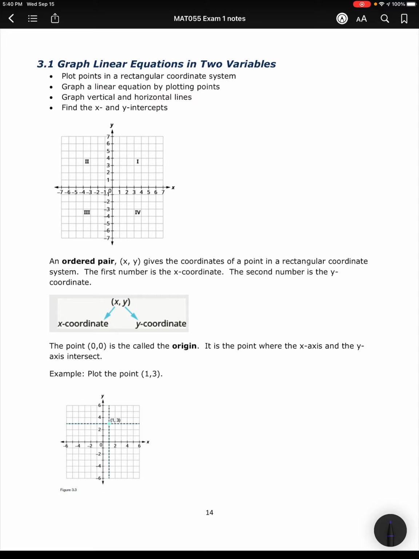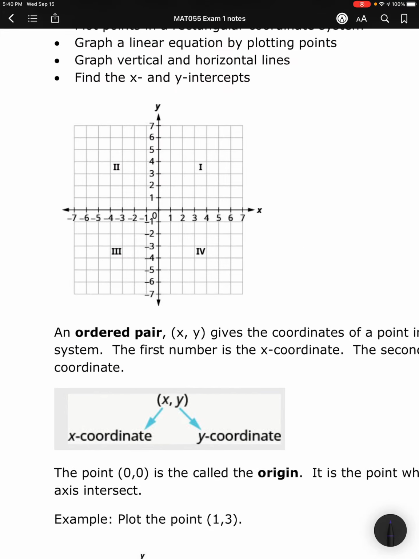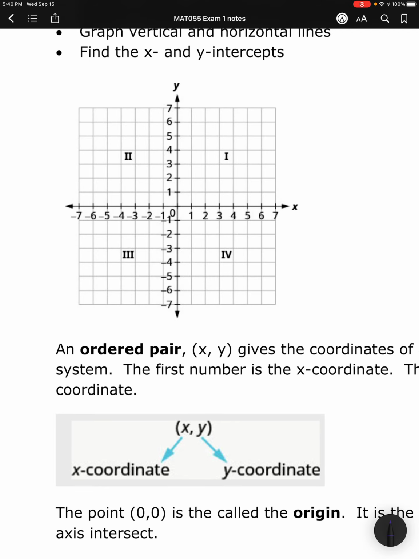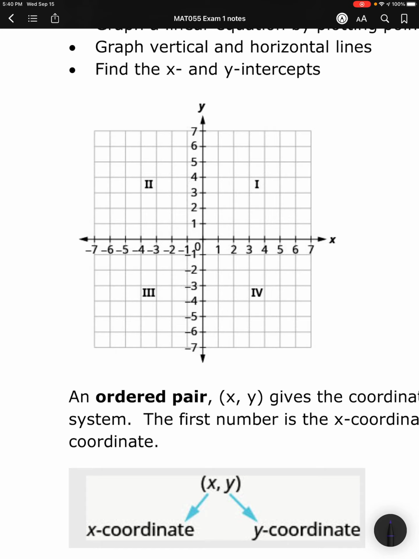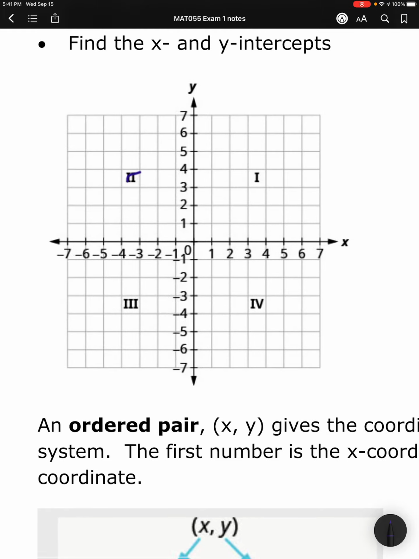All right, so we graph in the rectangular coordinate system, which has quadrants 1, 2, 3, 4 in counterclockwise order. Along the horizontal axis, we have x values, and along the vertical axis, we have the y values. That just helps us keep track of where we are.